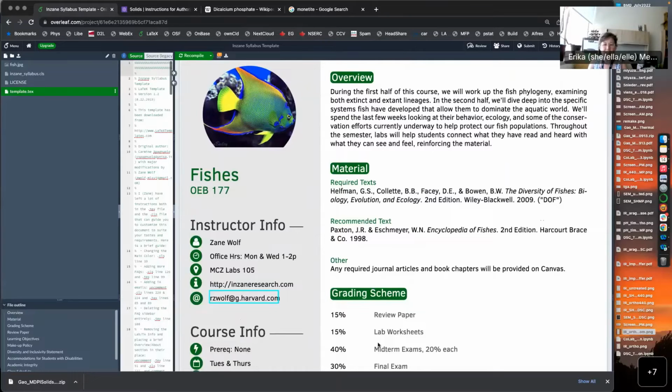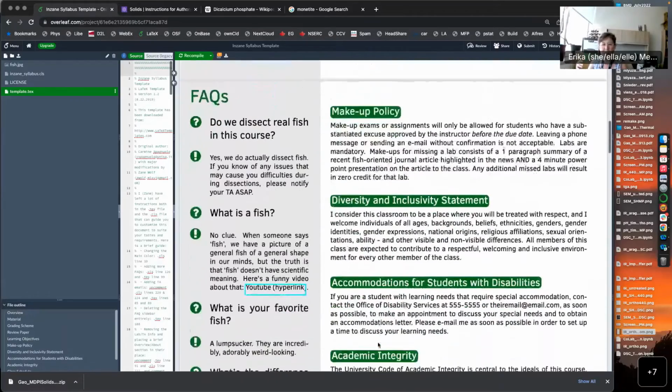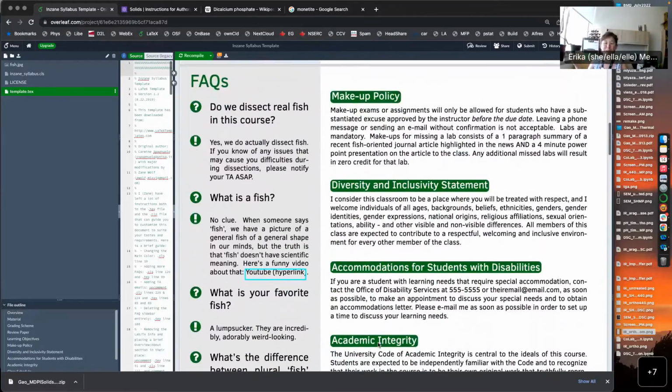Also, I like that there's a bit of personality in this as well. Again, something that I really struggle with doing, but that I think students really appreciate. Like, for example, on the next page at upper left, it's facts. What is a fish? No clue, right? So that's something that really jumped out at me. It gives me a sense of what this course is going to be like, right? So yeah, I like those features.